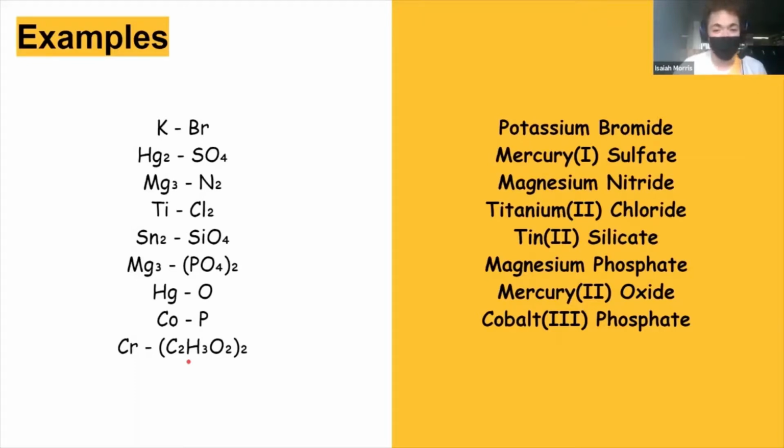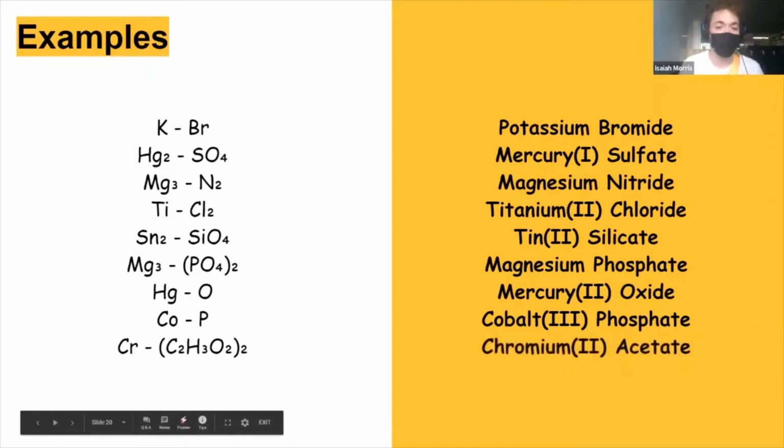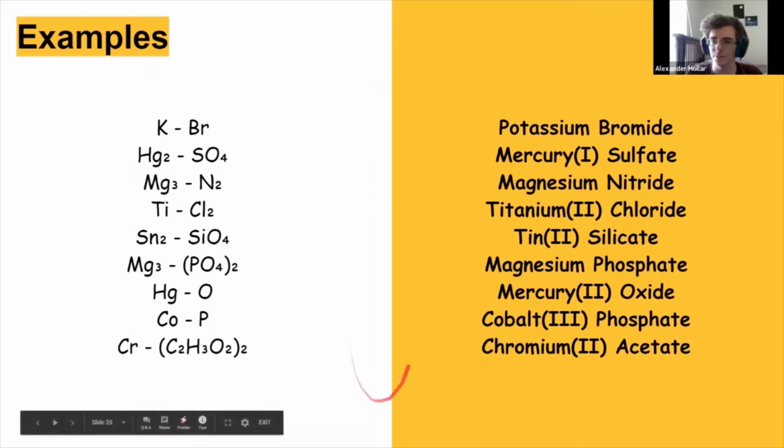Any bites? It's okay if not. There you go. Nice. It's like chromium 2 acetate, but yeah, nice job. All right, that kind of concludes ionic compounds. Let's move on to molecular. Did you guys have any questions before we move on? Because the naming can be really tricky.